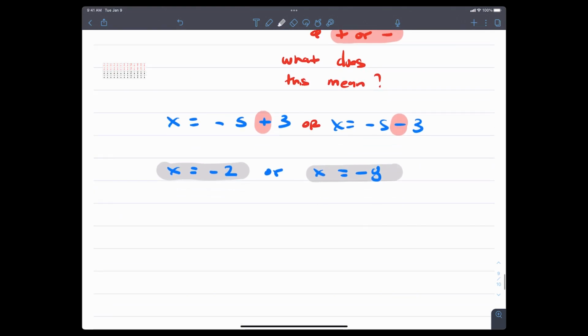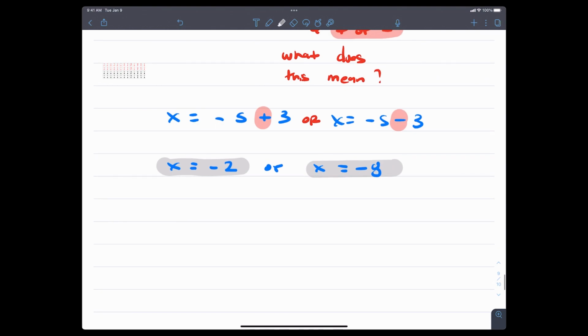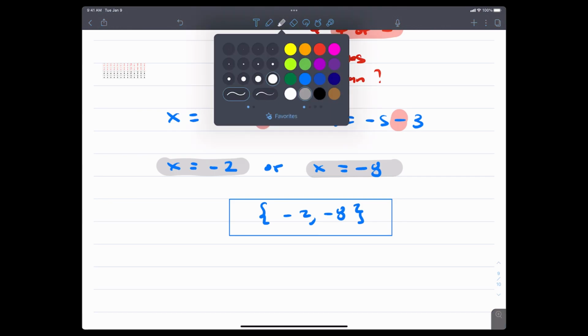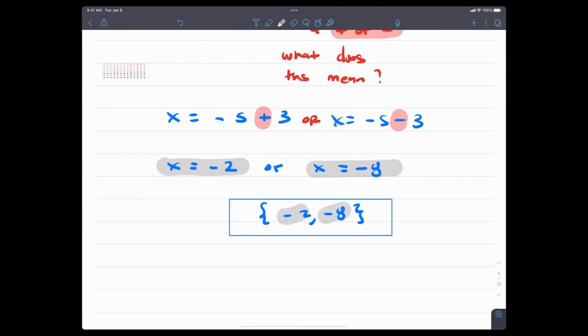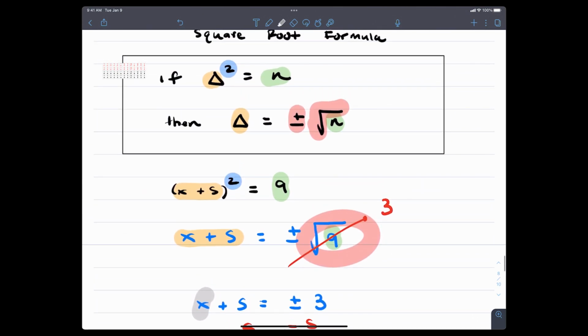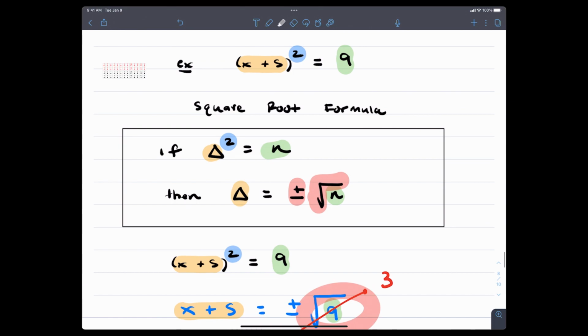Okay, so you have two answers now. What are the two answers? Right, if I put the brackets, what's this known as? Is that my set notation? So that's going to be -2, comma, -8. There you guys go. And there it is. So here's your two solutions here. -2, -8 are your two solutions. So you have the square root formula because, what you can see here, these are all quadratic equations again.